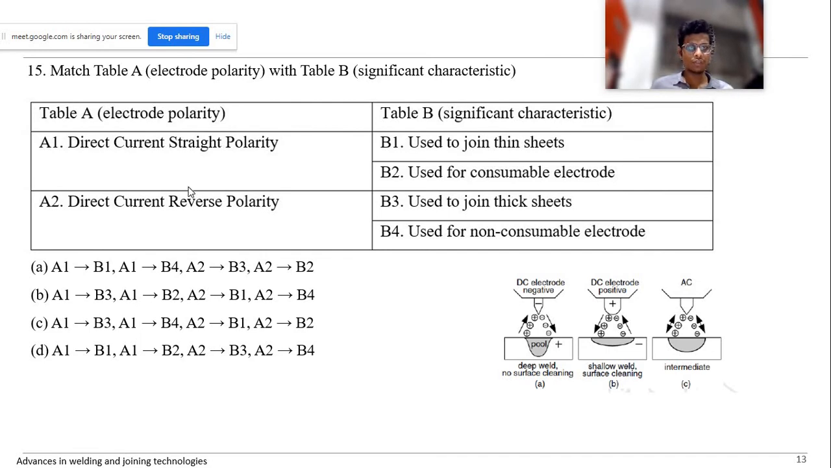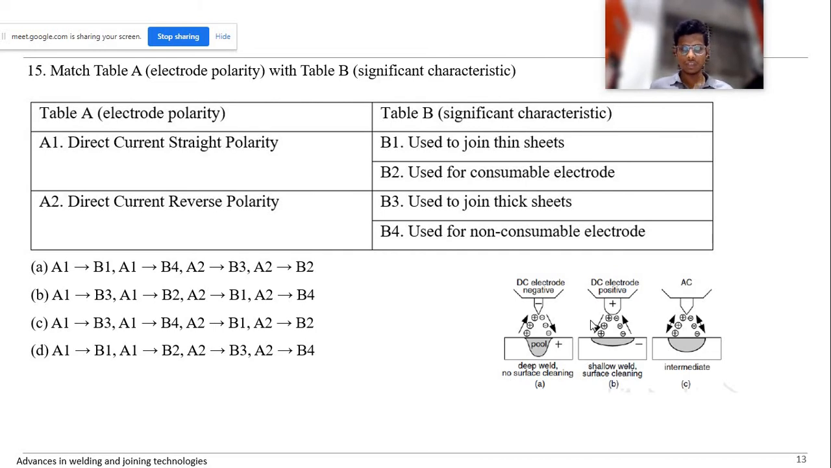Anyway, we'll see reverse polarity also. DC direct current reverse polarity means electrode positive. Electrons will be traveling from here to there, so heat generated will be more here. So obviously melting of the electrode takes place and deposition takes place, right? So we can use it for consumable electrodes. And since we get a shallow weld, we can use it for thin sheets. So A2 is like B1, B2. A2 B1 B2. So 15C is the answer.